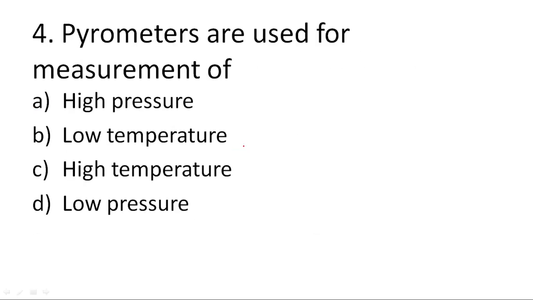So coming to the fourth question, the pyrometers are used for measurement of high pressure, low temperature, high temperature, and low pressure. Obviously, option C is the correct answer, because the pyrometers are used to measure high temperatures, that is, temperatures above 6,000 degrees Celsius. For such temperature measurement, we use only pyrometers.